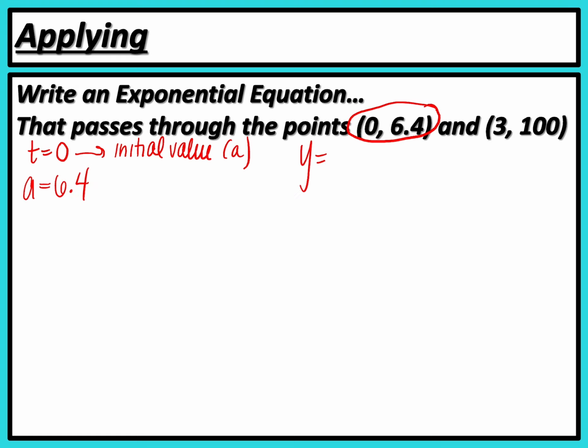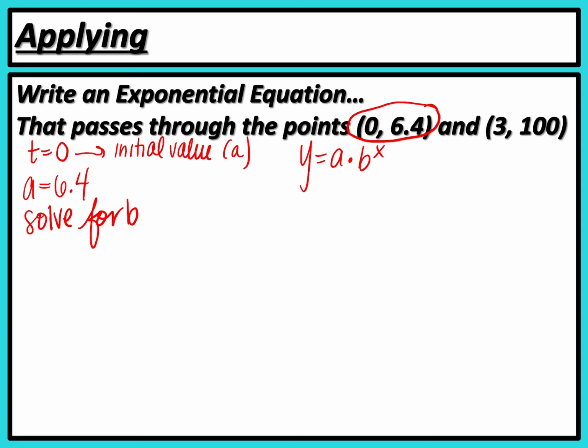So that means in this situation that a equals 6.4. Remember, we're using this formula, a times b to the x. We've already found one of the two values that we need in order to solve the equation. We found a. Now we have to figure out how we are going to find b.